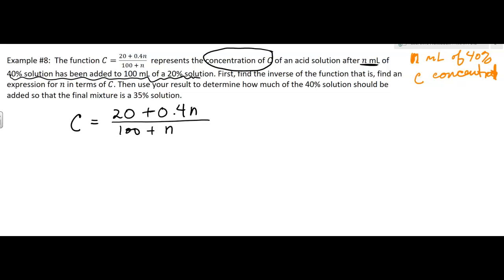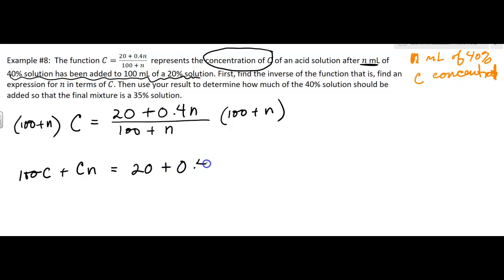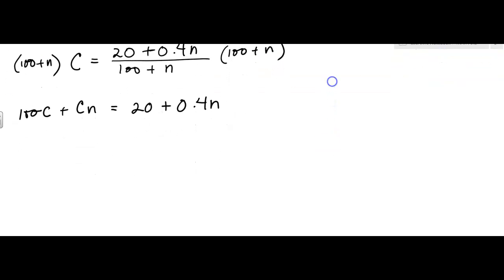So the first thing I'm going to do is multiply by 100 plus n on both sides. Okay, then that's going to give me on the left 100C plus Cn equals 20 plus 0.4n. I'm trying to get n by itself. You'll notice n is in two terms, one on the left and one on the right. I need to get the n's together on one side and everything else on the other side.